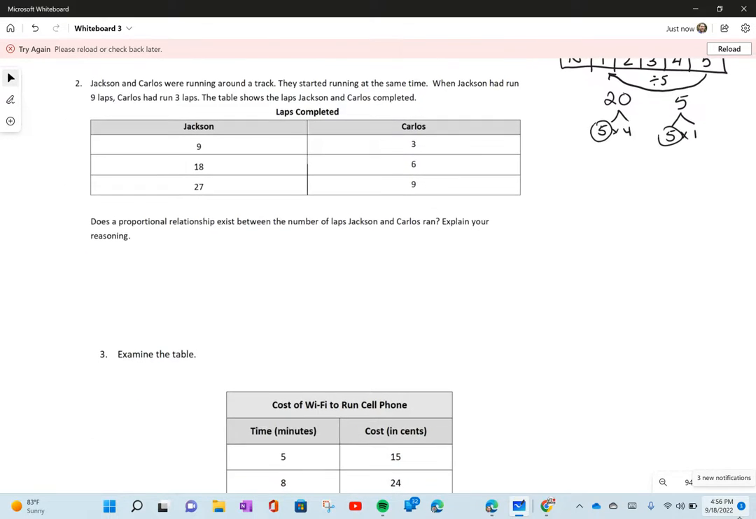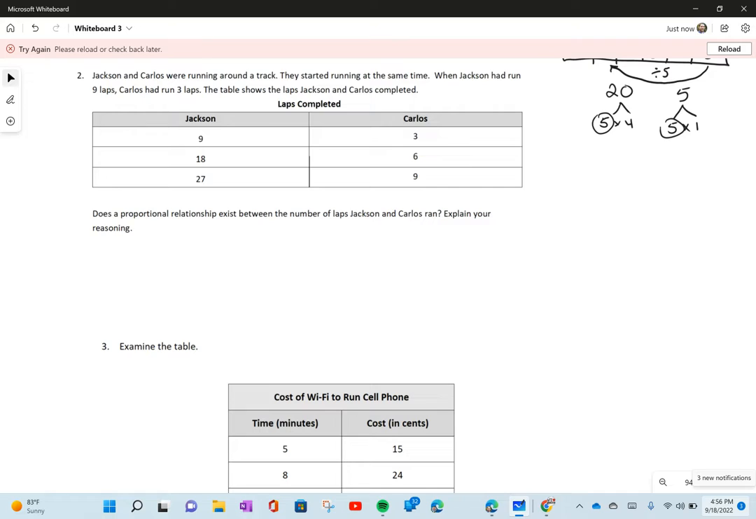Okay, so now looking at number 2, Jackson and Carlos were running around a track. They started running at the same time. When Jackson had run 9 laps, Carlos had run 3 laps. The table shows the laps Jackson and Carlos completed.